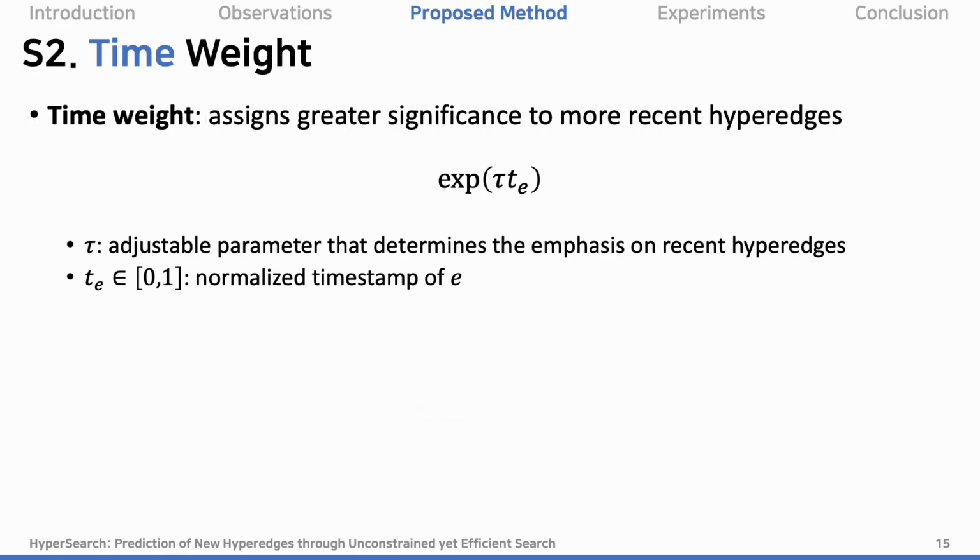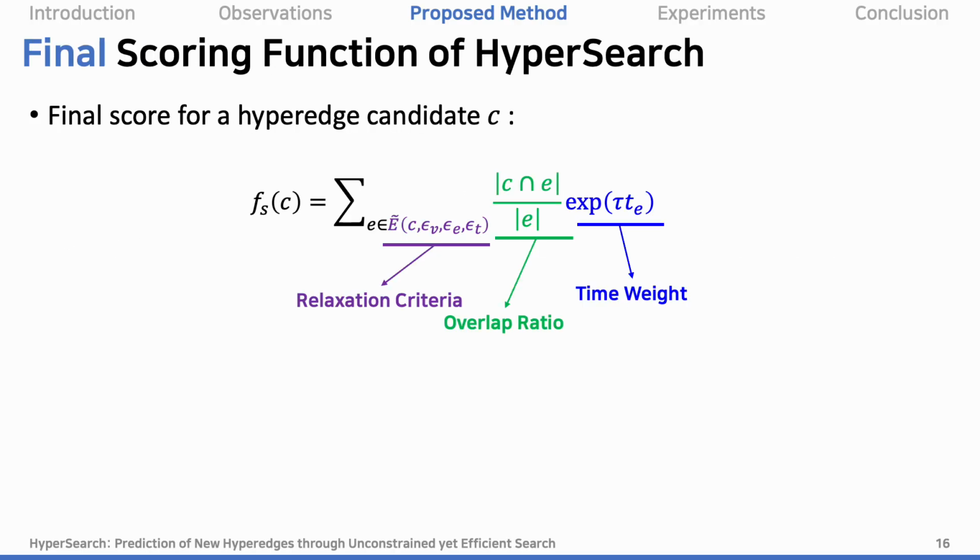Finally, to reflect that new hyperedges are more likely to resemble recent ones, we apply a time-based weight to each score. More recent observed hyperedges are assigned larger weight, increasing exponentially with recency. Here is the final scoring function for a hyperedge candidate. For each observed hyperedge that satisfies the relaxation criteria, we multiply the overlap ratio and the time weight. Finally, we tune all hyperparameters, epsilon and tau, using a validation dataset.